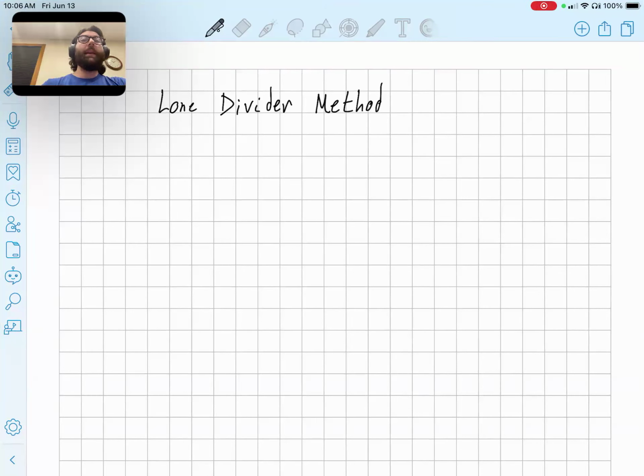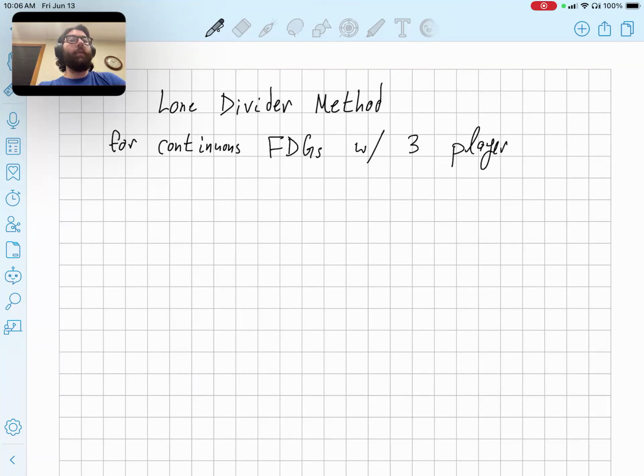Hi, everyone. In this video, we're going to begin a new fair division method. This is going to be the lone divider method, and this is for continuous fair division games with 3 players. So we saw divider chooser, which was for continuous fair division games with 2 players, and now we're going to do the same thing with 3 players.